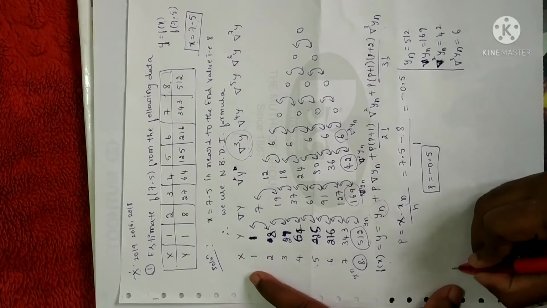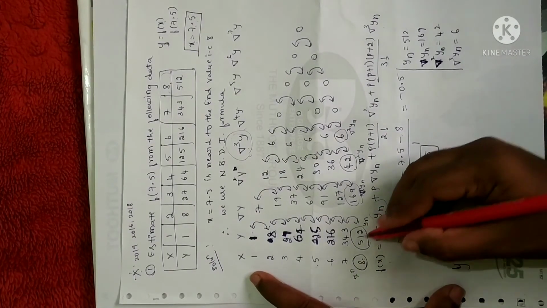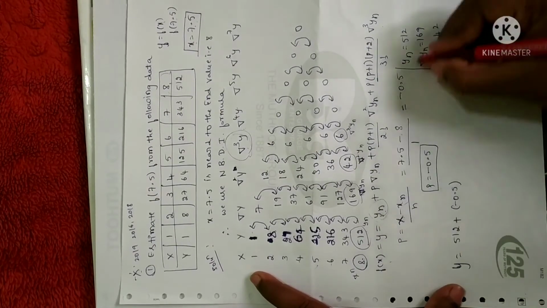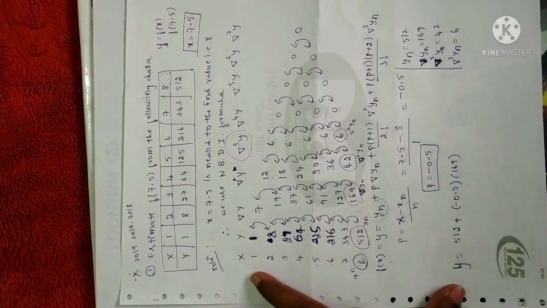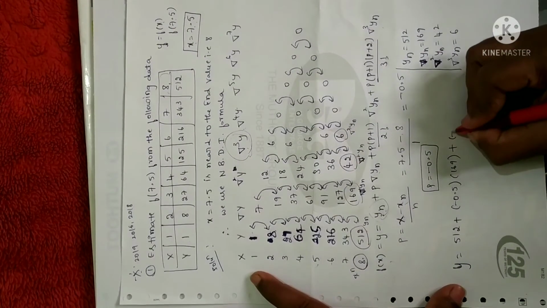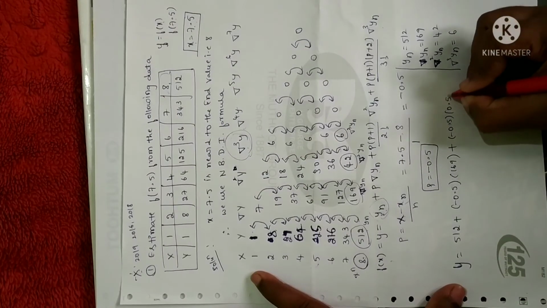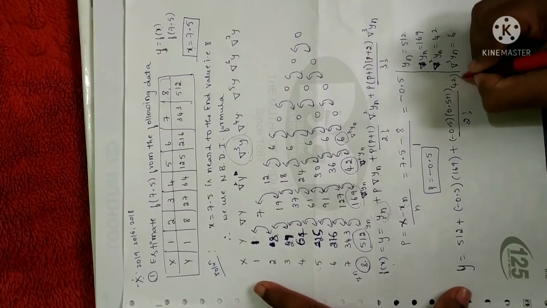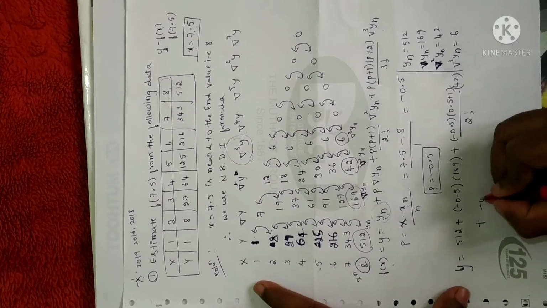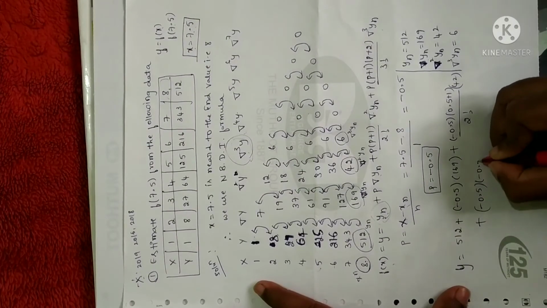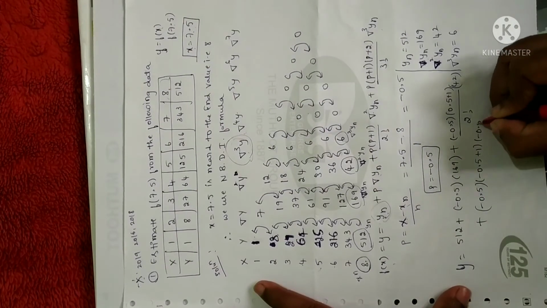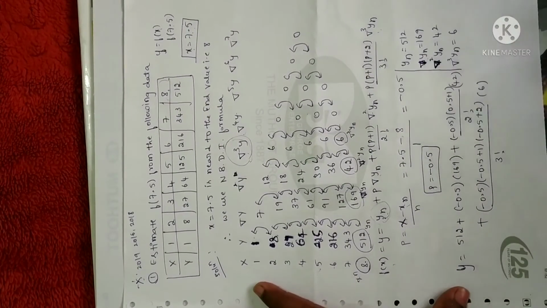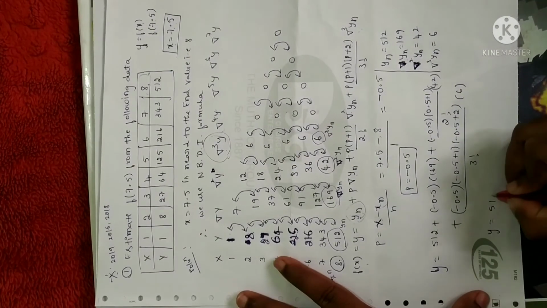You just substitute here. So I'll write y is equal to yn. Yn is the last value, 512, plus p, which is minus 0.5, into delta yn. Delta yn is 169. Just a substitution. Plus p into p plus 1, that is minus 0.5 into minus 0.5 plus 1, divided by 2 factorial, into reverse delta square yn, which is 42. Next, plus p into p plus 1 into p plus 2, that is minus 0.5 into minus 0.5 plus 1 into minus 0.5 plus 2, divided by 3 factorial, into reverse delta cube yn, which is 6. Fine.